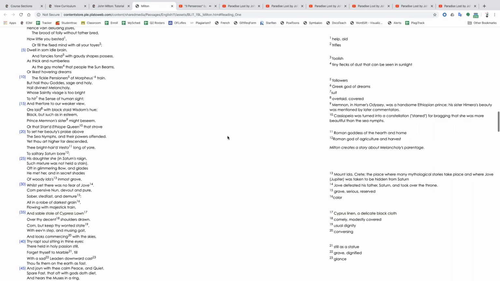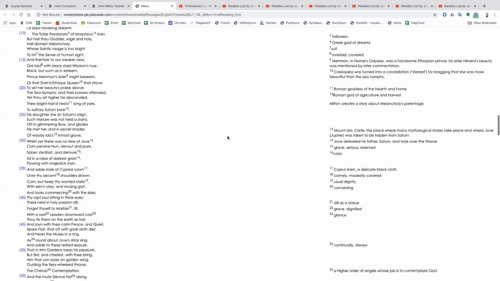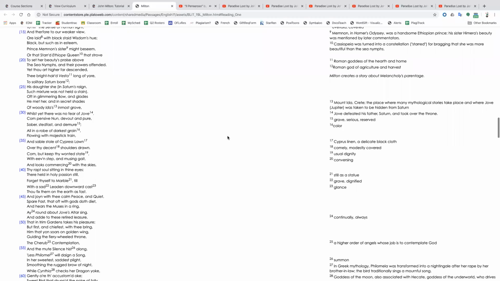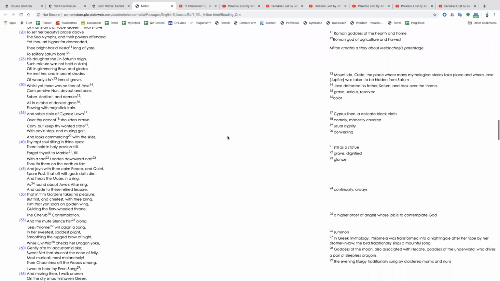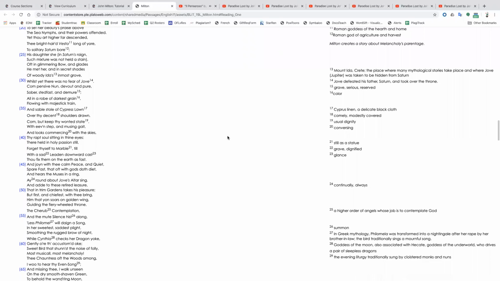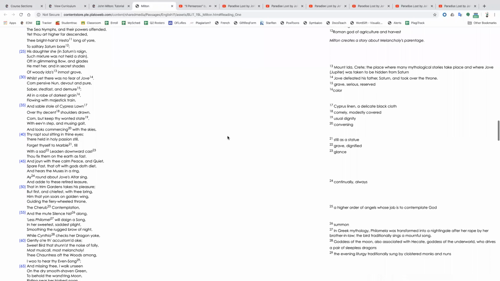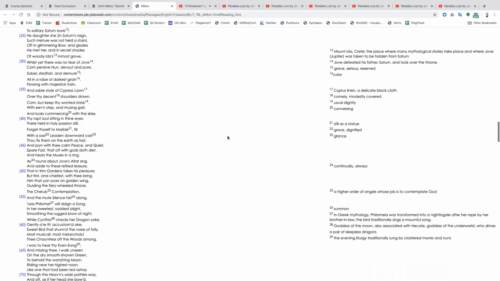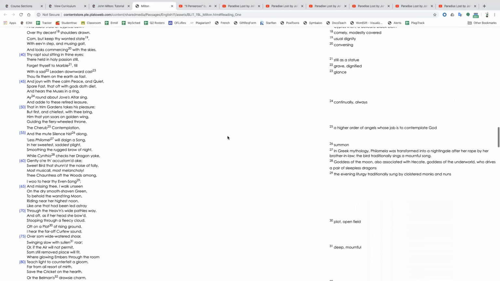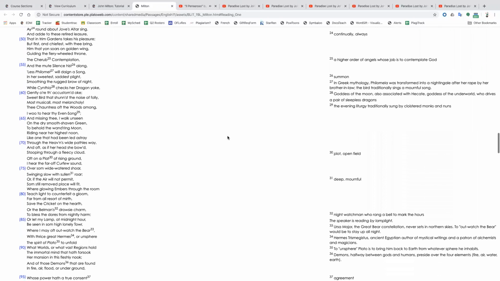Oft in glimmering bowers and glades he met her, and in secret shades of woody Ida's inmost grove, while yet there was no fear of Jove. Come, pensive nun, devout and pure, sober, steadfast, and demure, all in a robe of darkest grain, flowing with majestic train, and sable stole of cypress lawn over thy decent shoulders drawn. Come, but keep thy wonted state, and e'en steep.